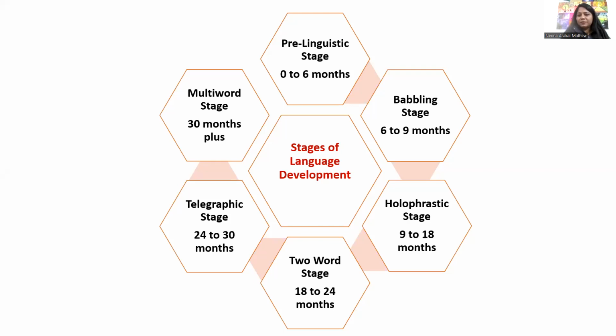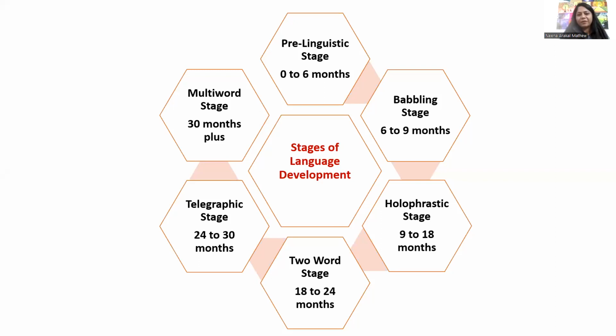Holophrastic age. This one is 9 to 18 months. This is like one word. They'll say one word. Doggy, boo boo, something like that. So the environment around them has to be stimulated in such a way that encourages them to make those sounds. If it is too quiet or too noisy, then the child might not reciprocate.